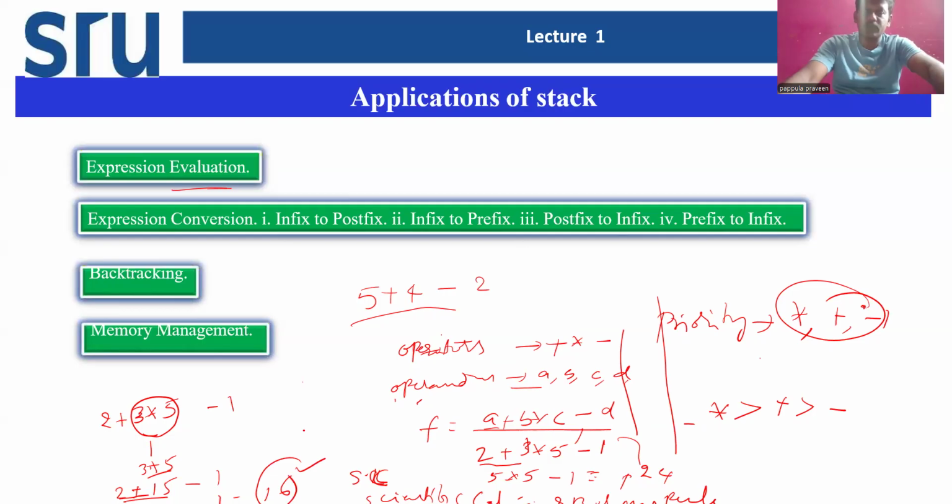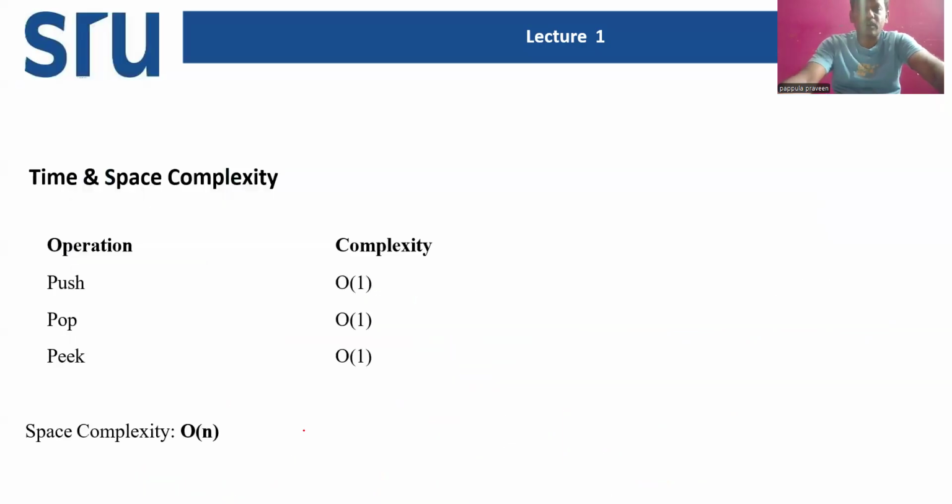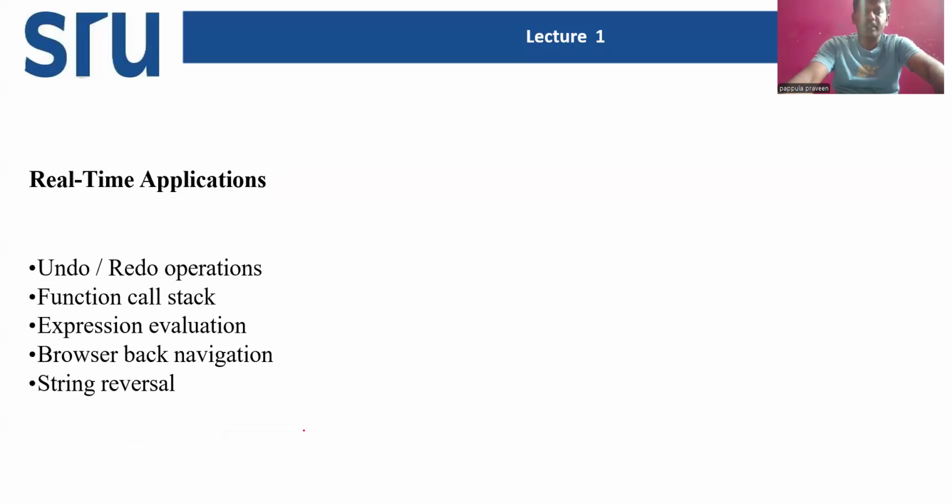Applications of stack. Now the time complexity: the push operation is big O of 1, pop operation is big O of 1, and peek operation is also big O of 1. And space complexity is big O of n. So this is the time complexity and space complexity. And real-time applications: undo and redo operations, function calls, expression evaluation, browser back navigation, and string reversal. These are all real-time applications of the stack.